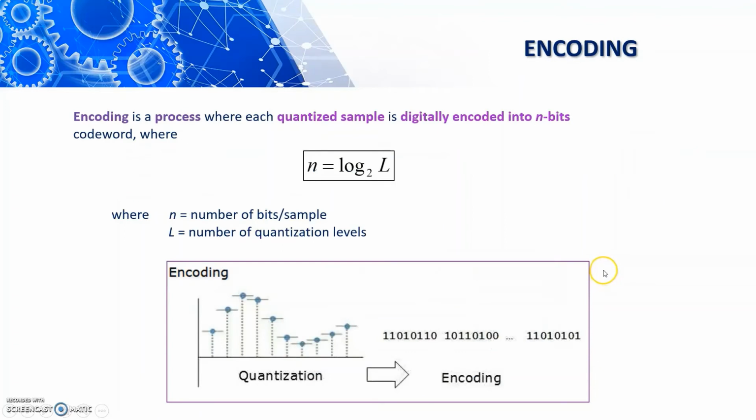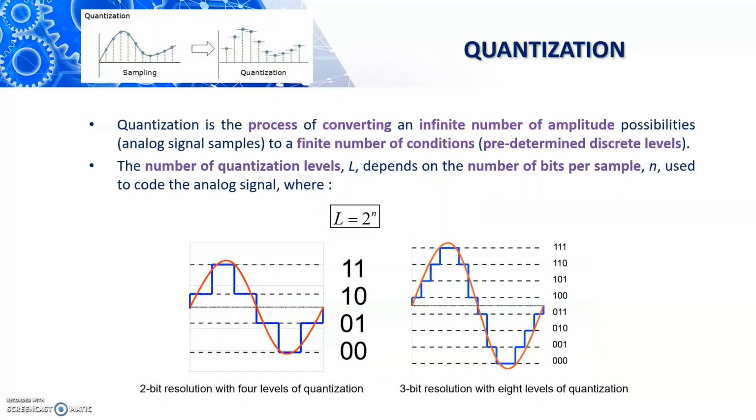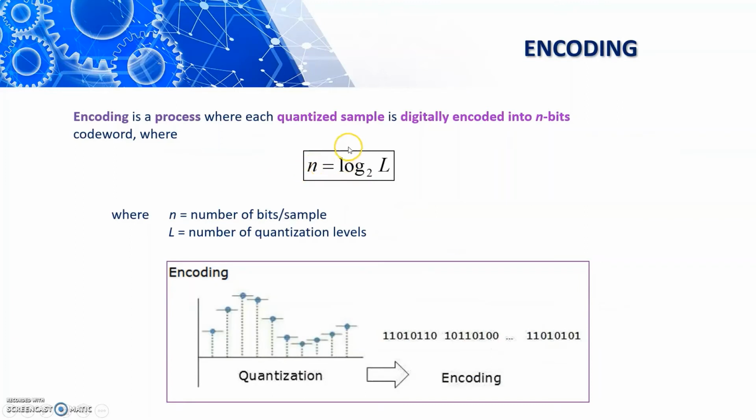Now we go to the last step, which is encoding. Encoding is a process where each quantized sample is digitally encoded into an n-bit code word. It is related to this equation: L is equal to 2 to the power of n. We use the same equation, we just bring n to the front, so n is equal to log base 2 of L.